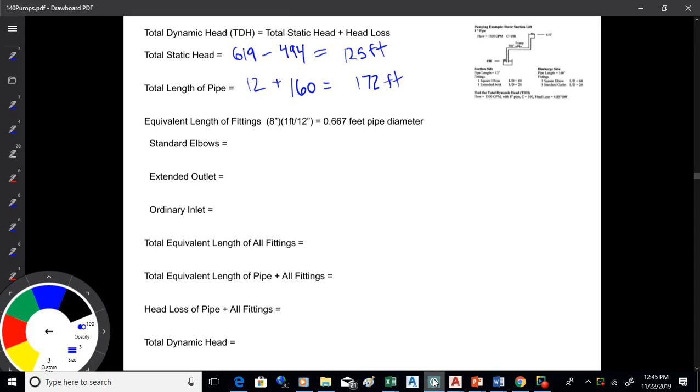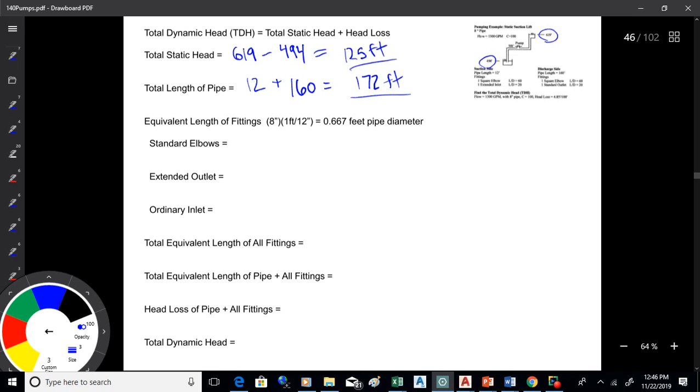All right, so we're going over that example on page 140, the second pump TDH problem. And we found the total static head, which is the difference between 619 for that top reservoir and 494 for the bottom. And we've also found the length of pipe, 12 on the inlet side and 160 on the discharge side. So 12 on the suction side, 160 on the discharge side. So a total there of 172. Now we're starting to look at the equivalent length.